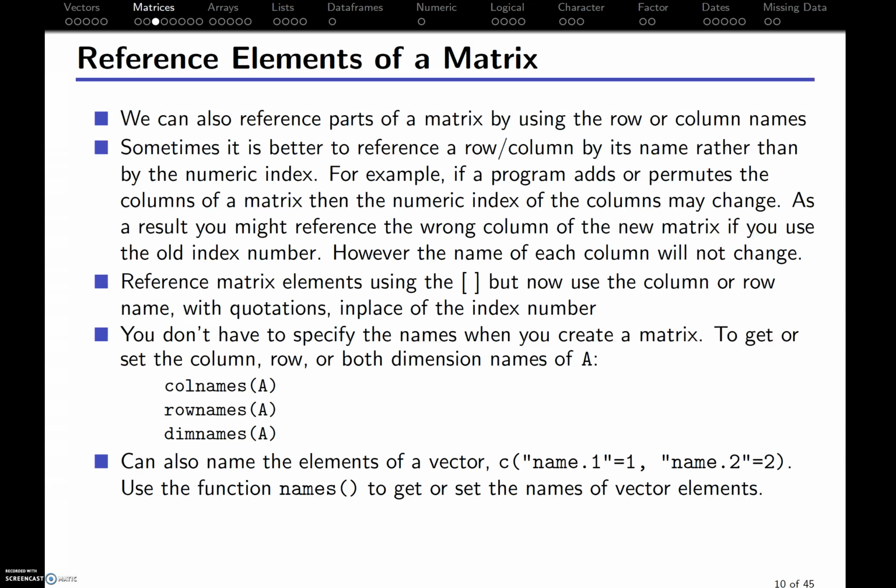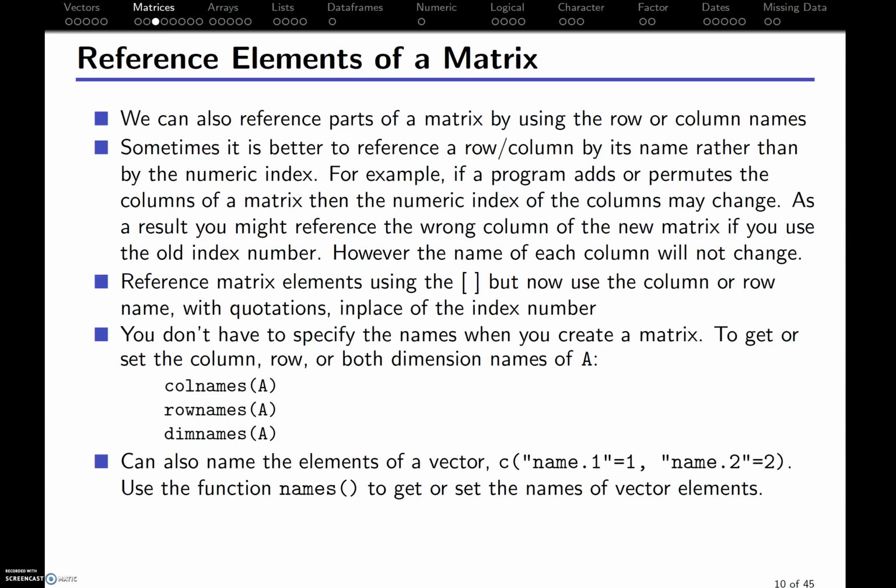We can also reference them using row and column names, but often matrix objects do not have them, so you can't always use that. Sometimes it's better to use names. For example, if a program adds or permutes columns of a matrix, then your numeric index of the columns may change. So you may end up referencing the wrong column of your matrix if you use an old index number. But if you appropriately name your columns, then you can always just use that reference to the name.